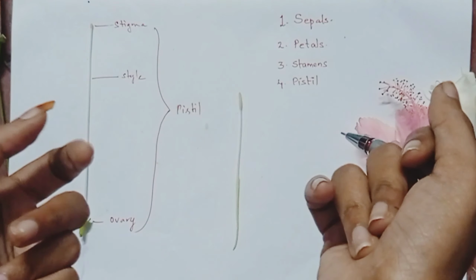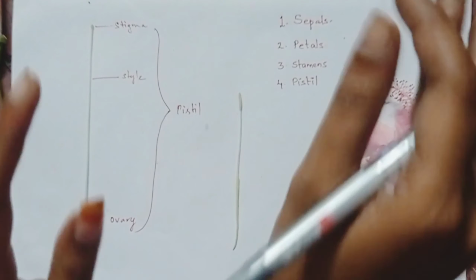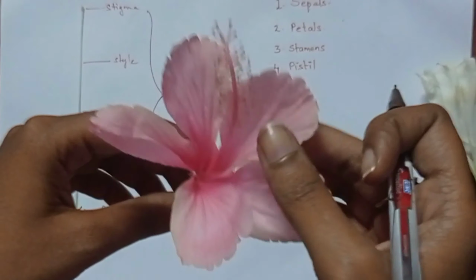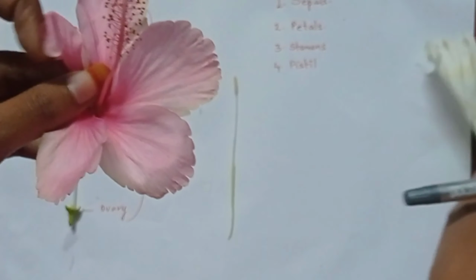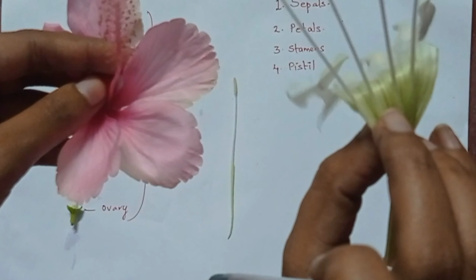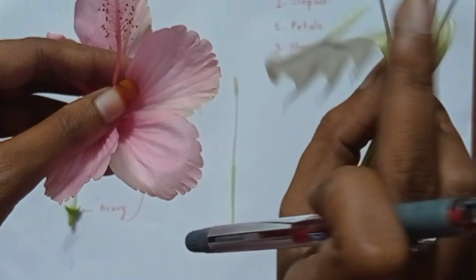Those flowers we call unisexual flowers. Different flowers contain different types of things. See here in Datura, stamens are attached to the petals, and they are unique here. They are different. We can see them separately.